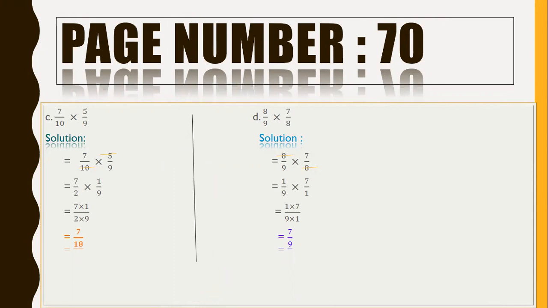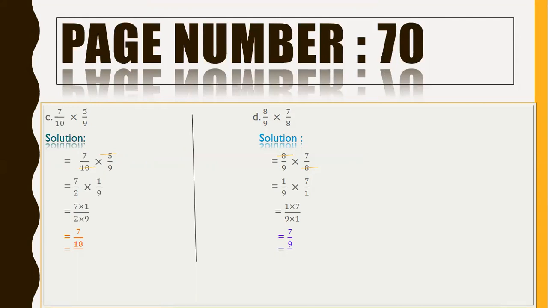When we cancel 5 and 10, we get two new fractions. 7 over 10 will become 7 over 2 and 5 over 9 will become 1 over 9 after the cancellation. Now we have two numbers in the numerator, 7 and 1, and in the denominator 9 and 2. 7 ones are 7 and 9 twos are 18. The required fraction will become 7 over 18.